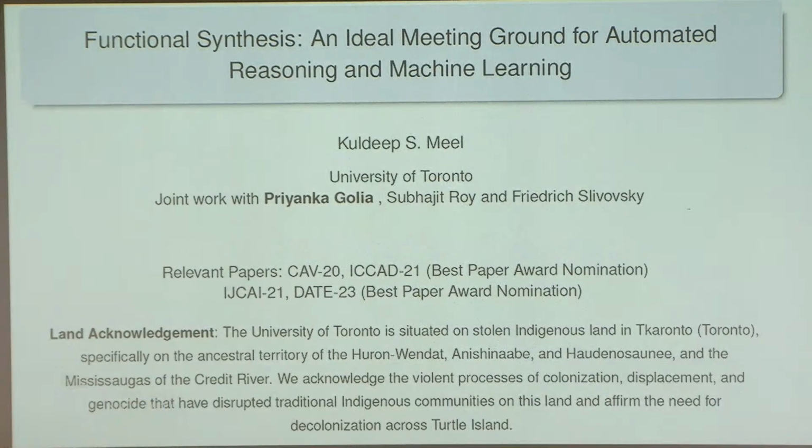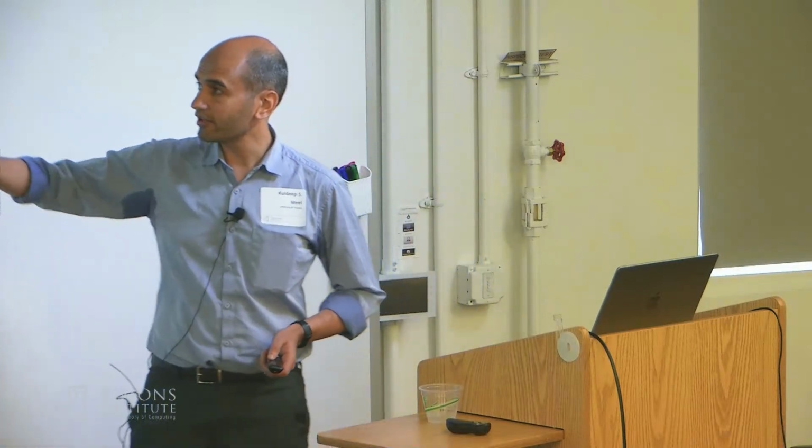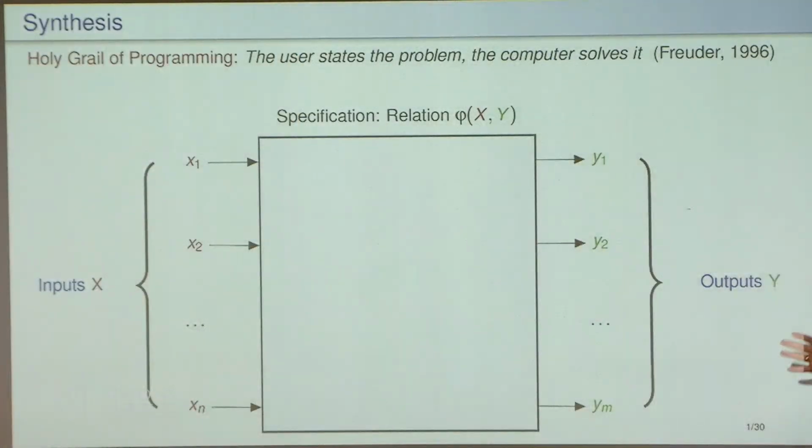Thanks to the organizers for inviting me. I'm going to talk about the problem of functional synthesis and an approach that we have been following, based on combining machine learning ideas with automated reasoning. And Akshay is going to follow up with another approach to functional synthesis. On a high level, the problem is we are given a relation, specified in terms of a Boolean formula. That will be the focus for today's talk.